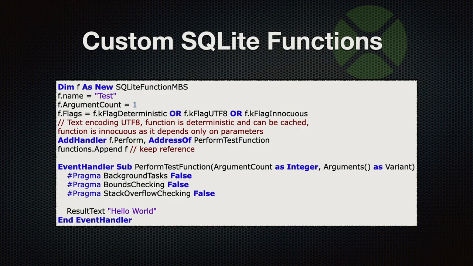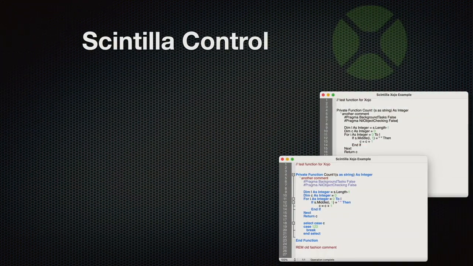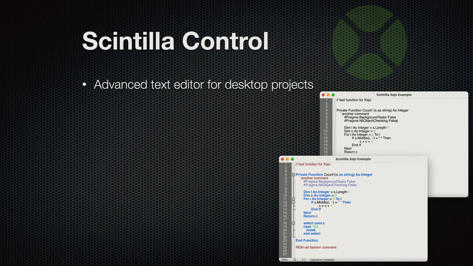Then we implemented the Scintilla control. This is an advanced text editor for desktop projects. Like if you want to use our plugin to make, for example, JavaScript the scripting language for your application, you may want to have an editor window. Or for Xojo script, you may want to have a window to show Xojo script code and actually get syntax highlighting for it. And we have syntax highlighting for over 100 different programming languages, including one for Xojo.